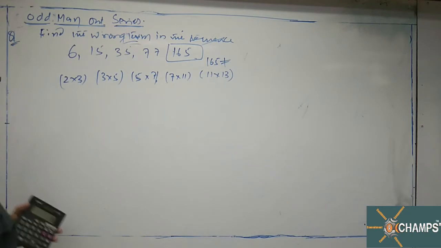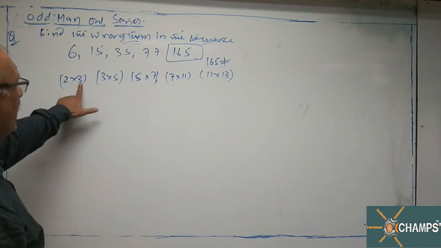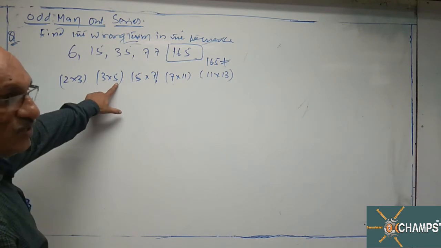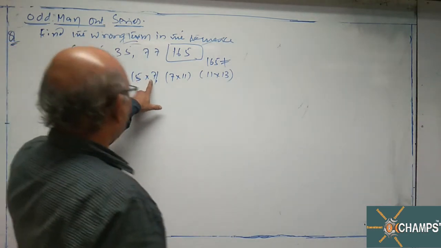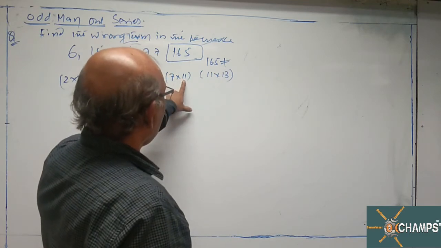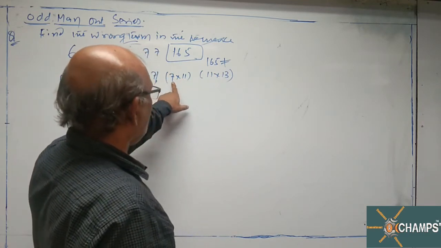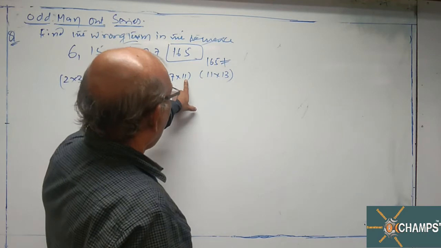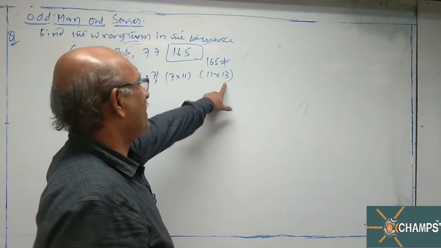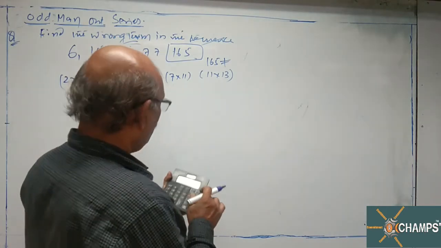2 is a prime number, 3 is a prime number, 2 into 3. 3 is a prime number, 5 is a prime number, 5 is a prime number, 7 is a prime number. 7 into 11, 7 is a prime number, after 7, 11 is the prime number. Then 11 into 13, because 12 is not a prime number, 11 into 13 is 143.